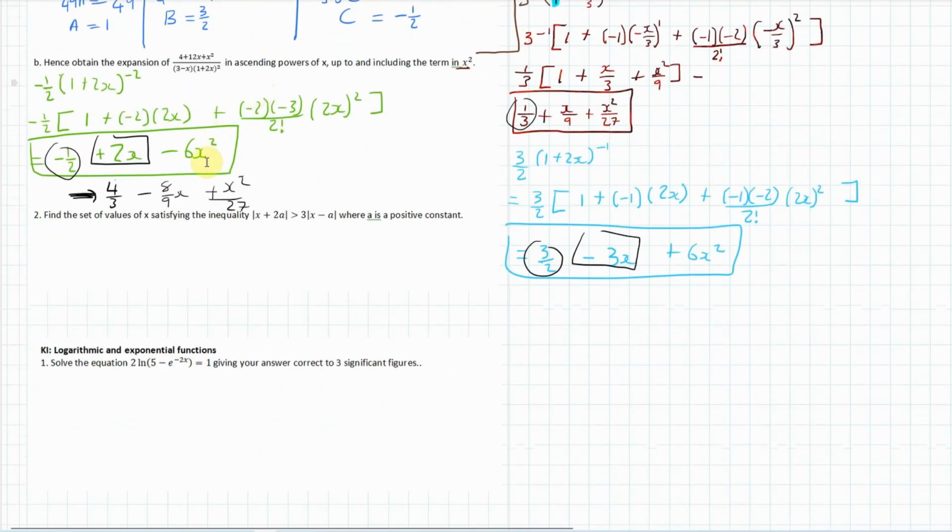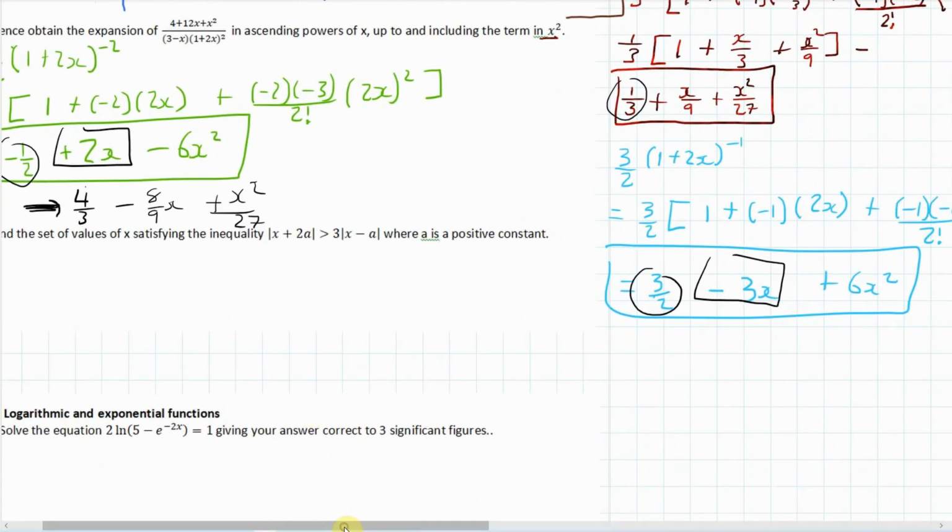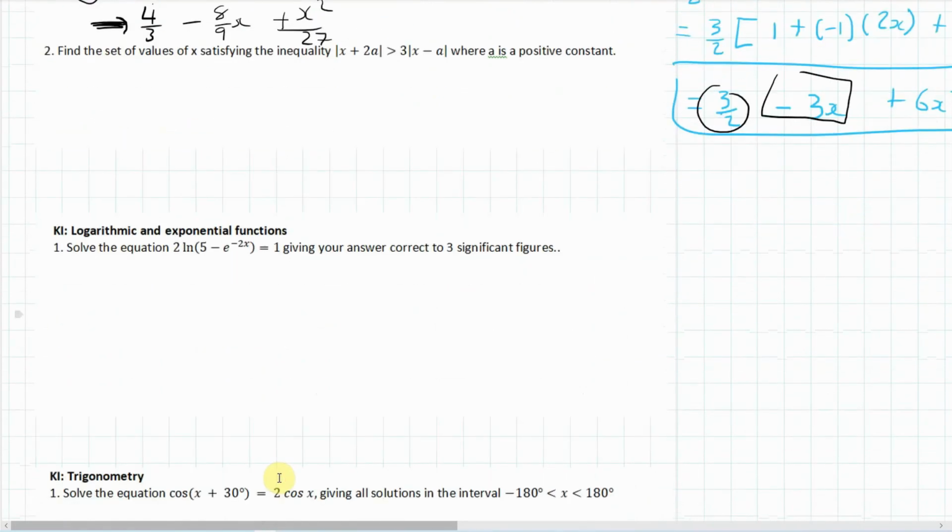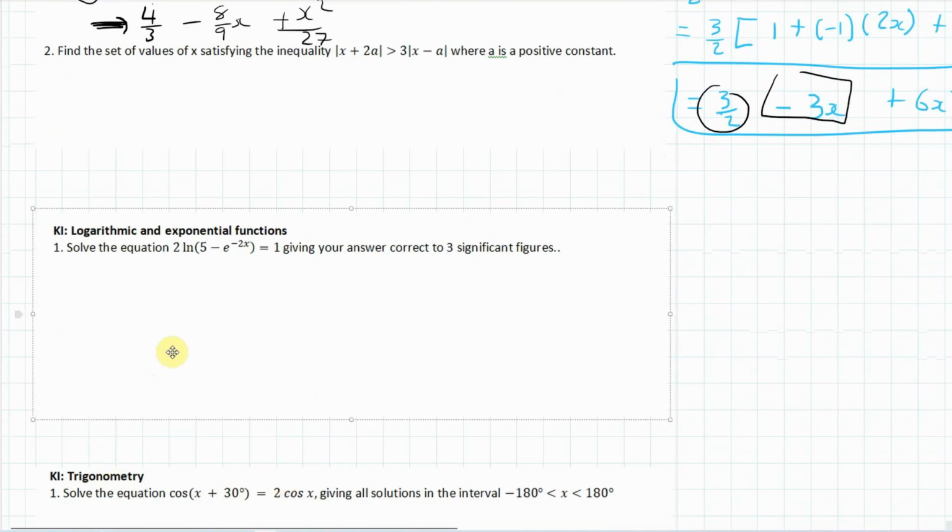Okay, the next one, I'm trying to find a set of values satisfying the inequality, where we've got a positive constant. Okay, so I'm just going to make a little bit more room here, I think is probably helpful.